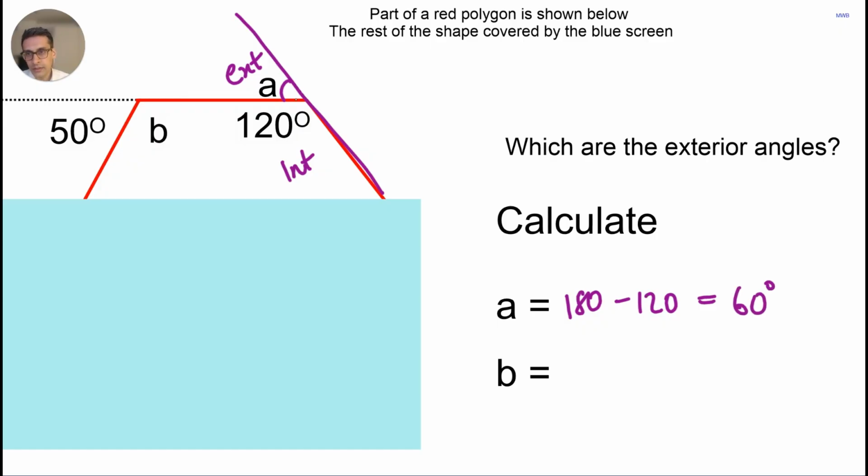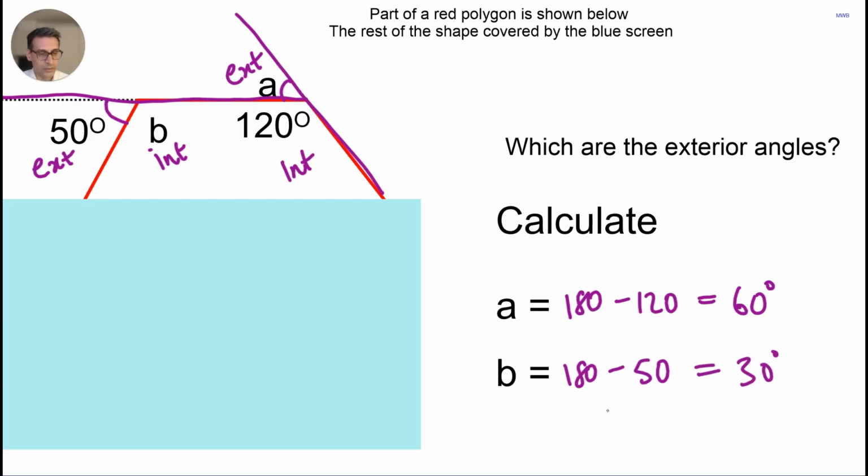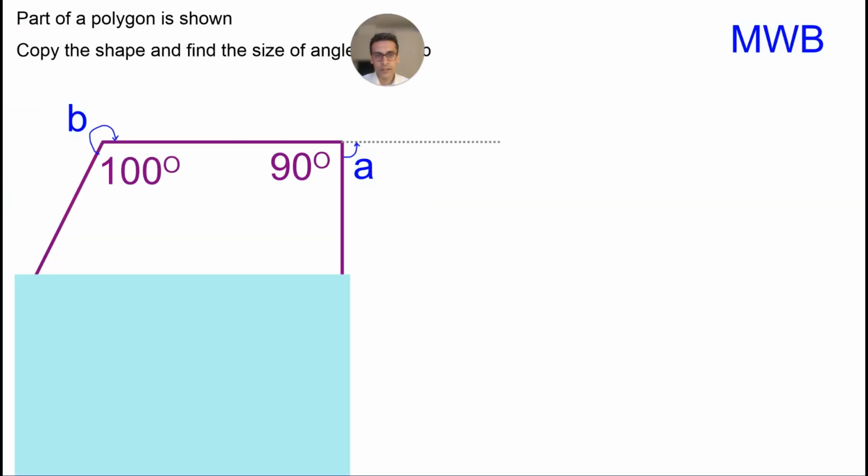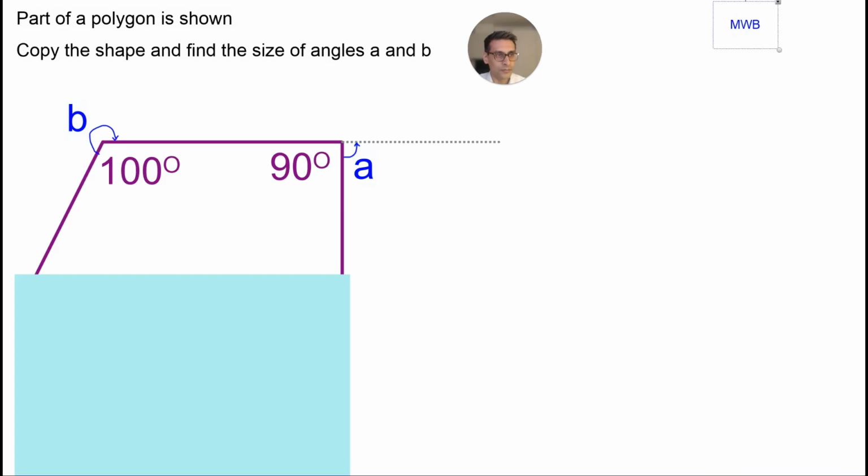And then this vertex, as you go to the next vertex, you can see as you go towards the shape, that's a 50 degree. This is the exterior angle, and we need to find the interior one. So for B, we're going to do 180 minus 50, which is 130 degrees. So that's your answer. Here's another shape. Pause the video and have a go, and then I'm going to show you the answer.